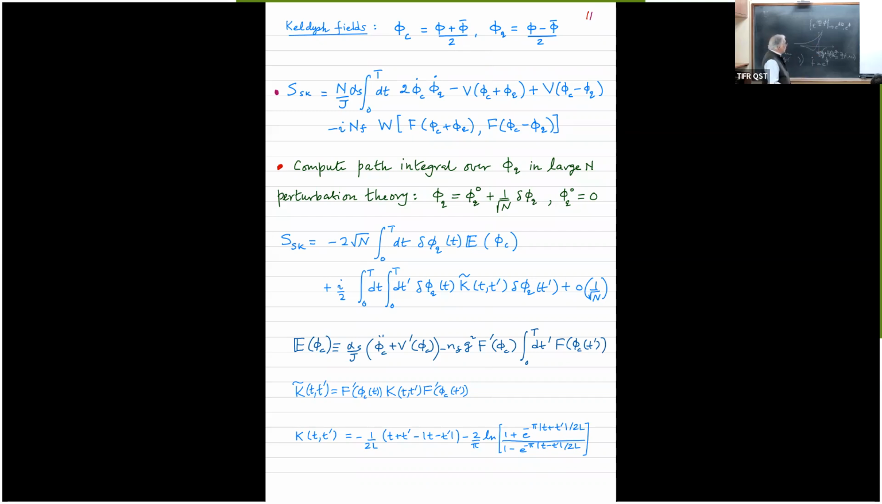That perturbation theory you do just by the standard method around phi q equal to 0. And the action that you get is the following. You get this linear term. That is the whole point of Keldysh. You get a linear term which multiplies what would be the equation of motion if this term is not there. This is the fluctuation term.